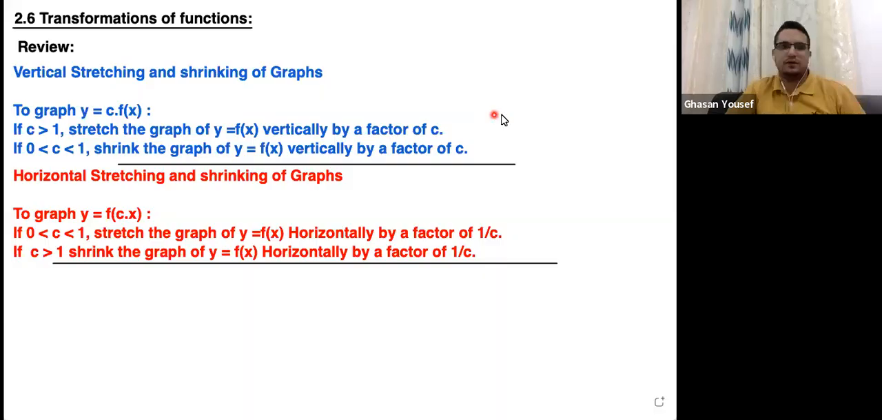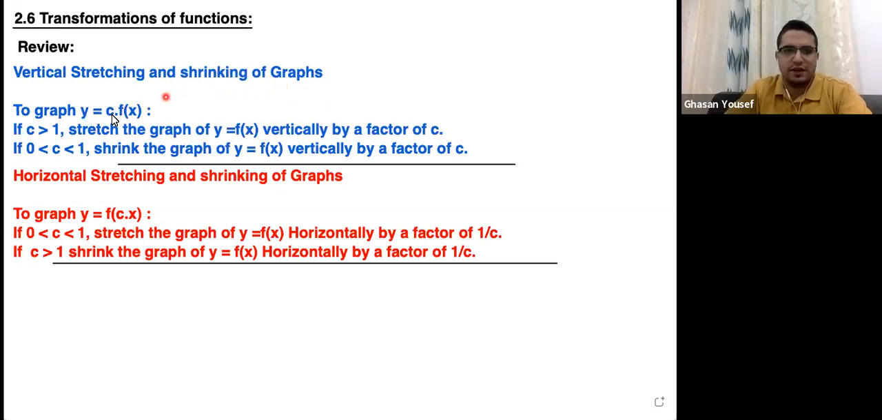Hello everyone, today we're going over 2.6 transformations of functions. So I'm going to give a review first of all. Last time we spoke about vertical stretching and shrinking of graphs.